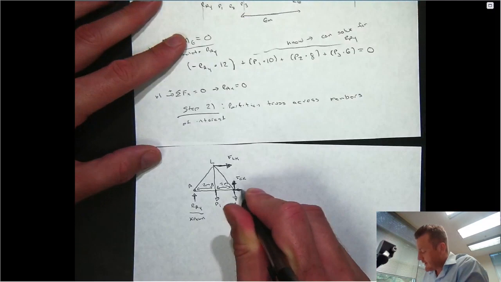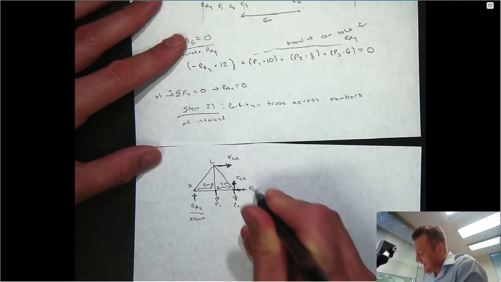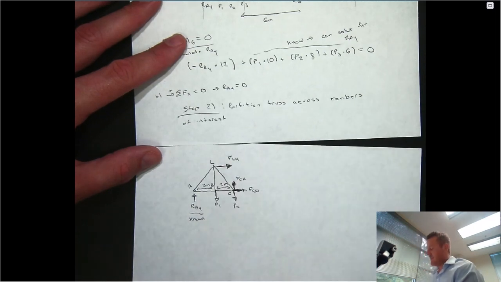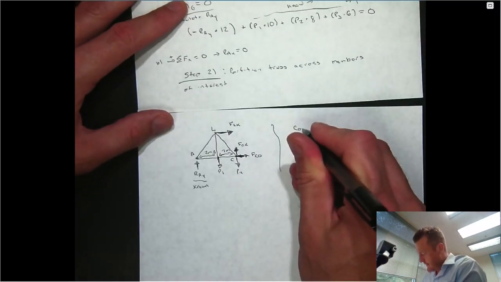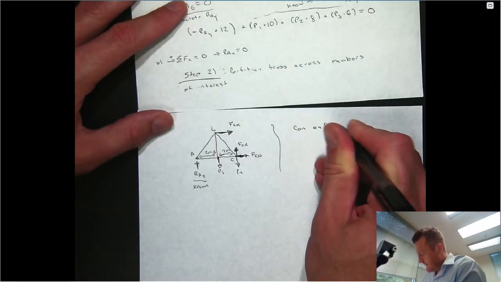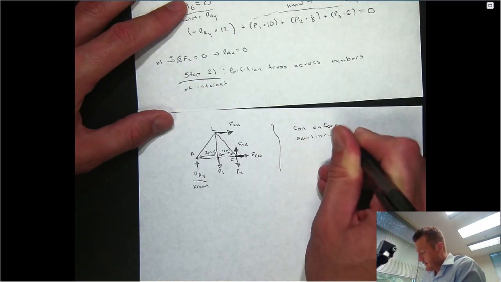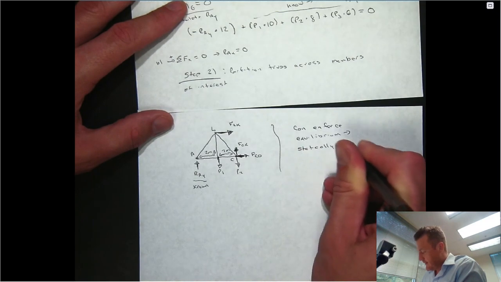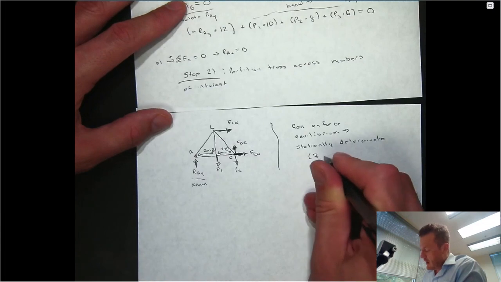Wherever I drew the C, this is what I get for not thinking in advance about the diagram that I need to draw. So there's C, this is point B, this is point A. So from here, we can enforce equilibrium, and that is going to be statically determinate because there are only 3 unknowns.